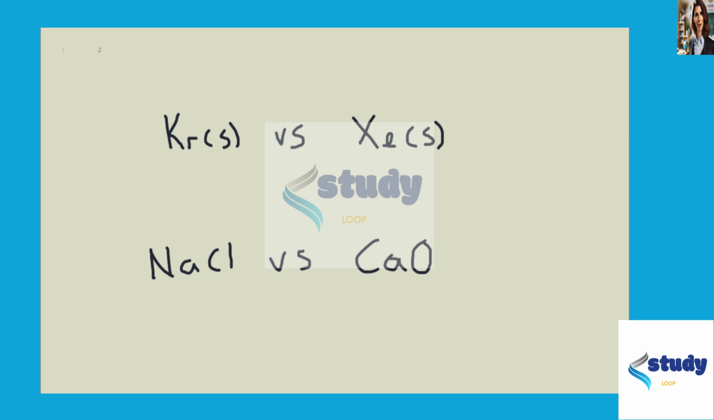We move on to part C. We're going to consider krypton versus xenon. And we're going to have the same thing going on here. So these two species are both within the rare gas, the noble gas block of the periodic table. So their solids are going to be holding them together by the same degree. The only difference here, again, is going to be weight. So because xenon is heavier than krypton, it's going to have a higher melting point than krypton.